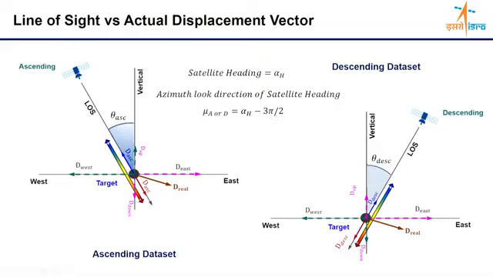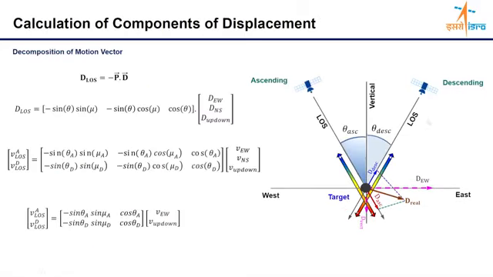Here it is important to note that this relationship is true for right-looking radars. You can see that both the ascending and descending passes are now coupled together, so that the real deformation vector can be written in terms of the line of sight displacement from the ascending and the descending data sets. Here this is the line of sight displacement vector from either pass, descending or ascending, P is the projection vector, and D is the real deformation vector.